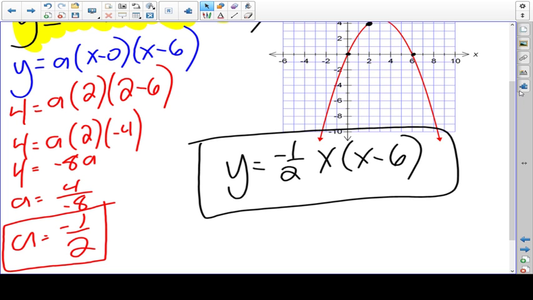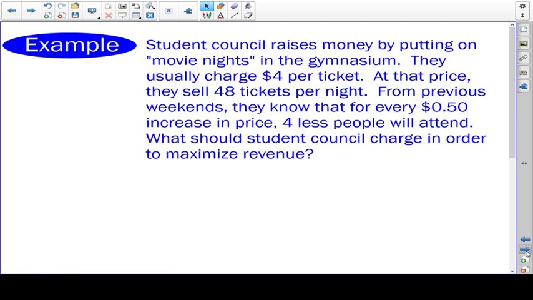All right, I'm saving the best for last here. The last question is a great one. It's a question that's asked time and time again in math. It's a maximum revenue question.